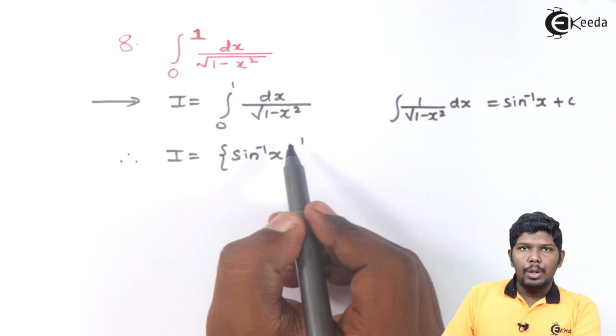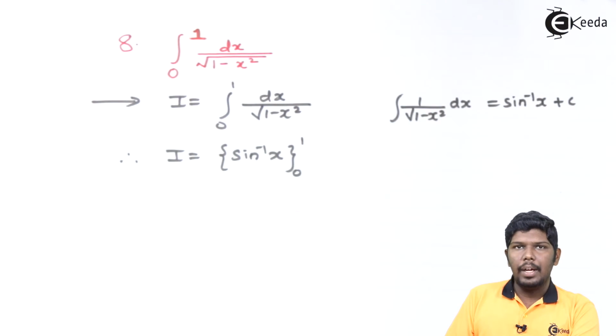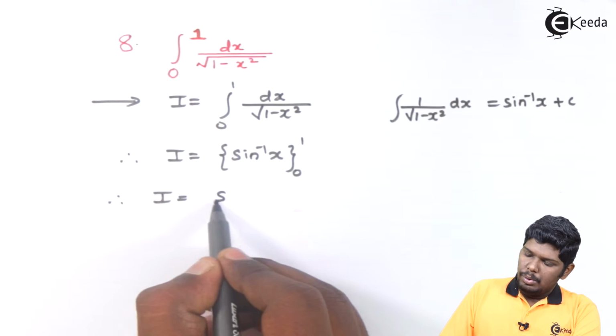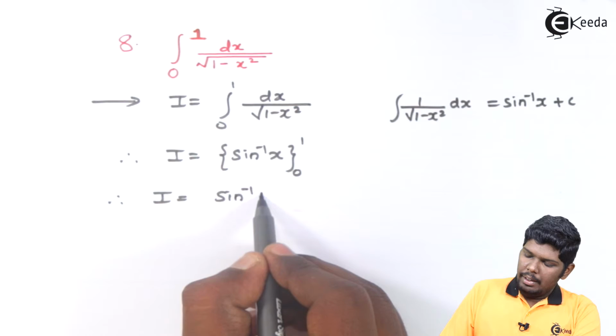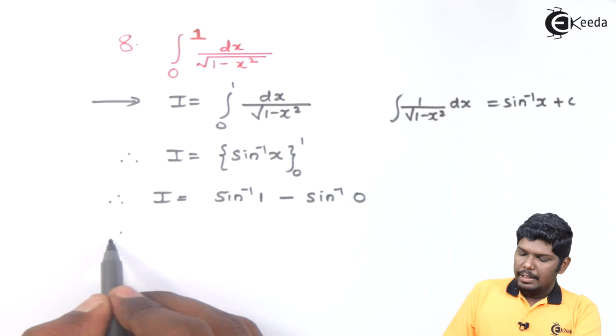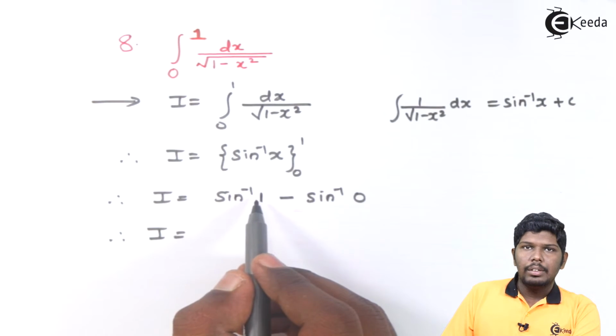Now let us substitute the upper limit and lower limit, that is 1 and 0, in place of x. This will give you sine inverse of 1 minus sine inverse of 0. Therefore I is equal to, now what is sine inverse 1?